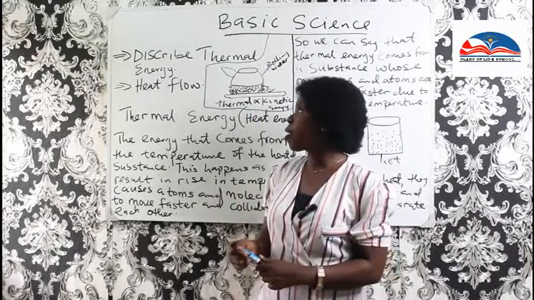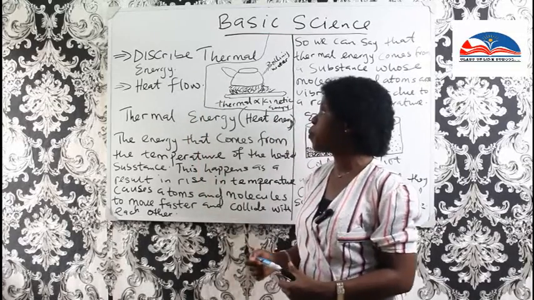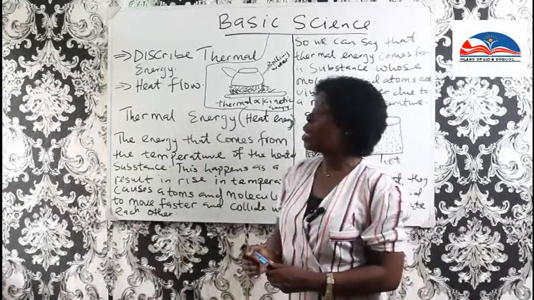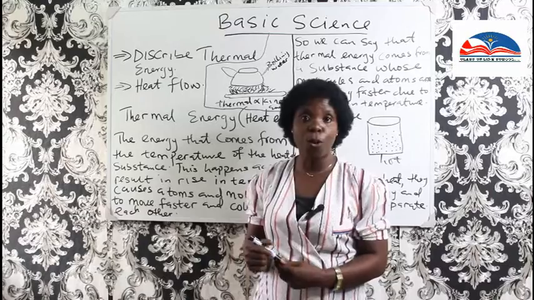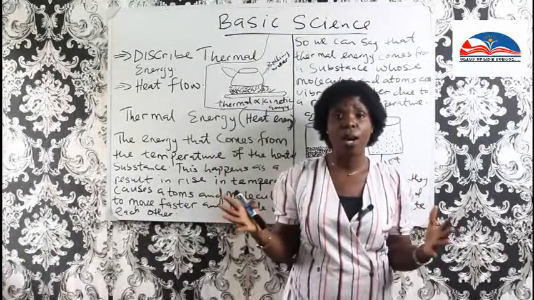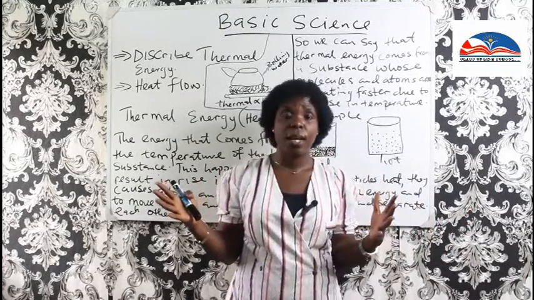Now let's look at the second objective. We've described the first objective. The second objective is heat flow. How does heat flow? We are going to look at how heat flows in three ways. Okay?